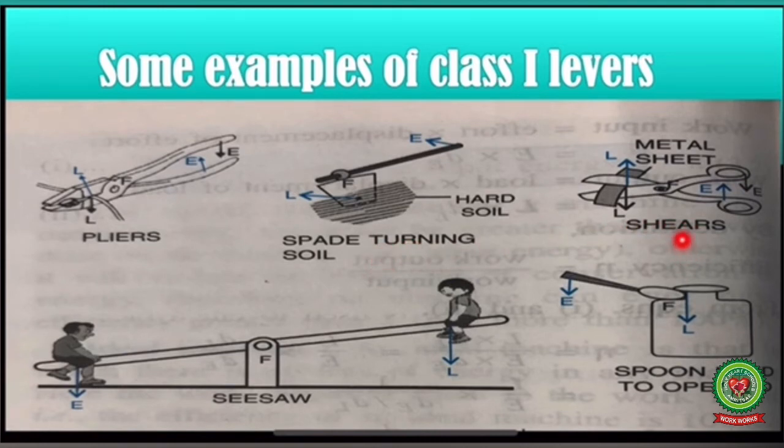Shears, metal shears, which cut the metal sheets. This is the fulcrum. This is the metal sheet, which is load, and here we apply the effort. So fulcrum is in between effort and load in this case. So this is an example of class 1 lever. This seesaw is also an example of class 1 lever, and a spoon used to open the lid is also an example of class 1 lever.